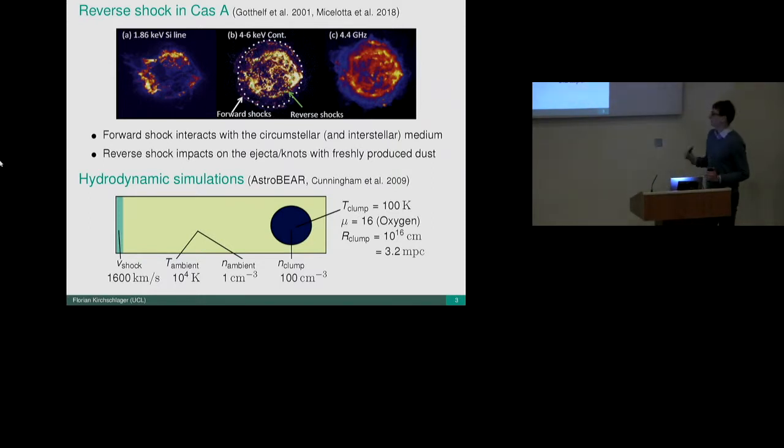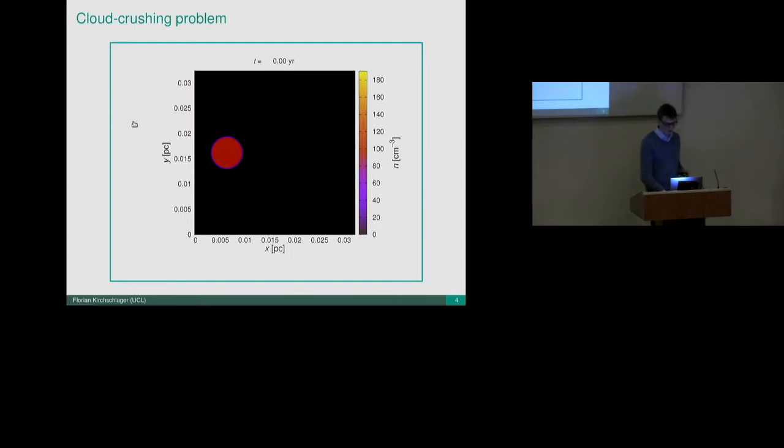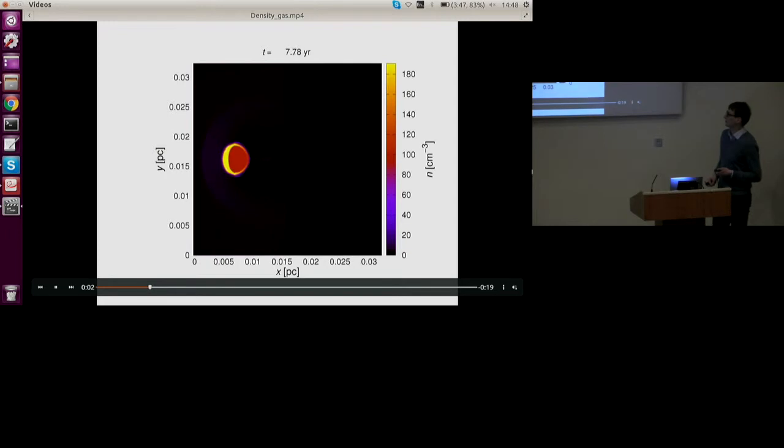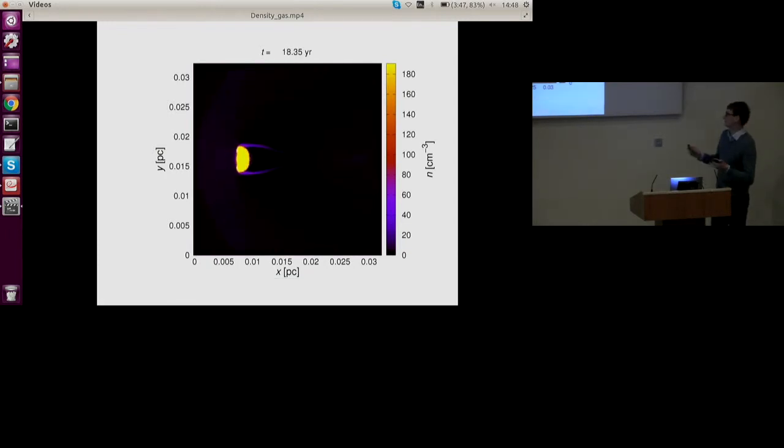We perform hydrodynamic simulations. We use the hydrocode AstroBEAR and want to model what happens when a shock is impacting a clump. So we have an ambient medium of gas, in yellow here, and a high density gas clump. From the left side a shock is coming and it's traveling in the direction of our clump. It's impacting the clump and destroying it. Two main parameters are that we have pure oxygen here and a shock velocity of 1600 kilometers per second, which is representing the situation in Cas A. So, a short movie. The shock is coming from the left side, it's impacting the gas clump and it's destroying it.